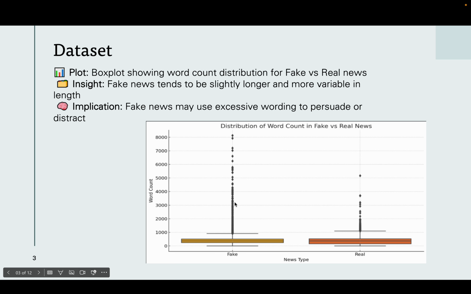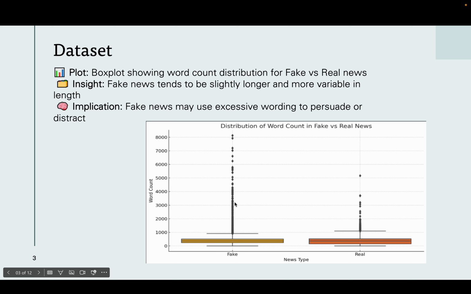To understand how fake and real news differ structurally, we analyzed the word count of articles in both categories. As you can see in this box plot, fake news tends to have more variability in length, with some articles going well beyond the typical range. On average, fake news articles are slightly longer than real ones, about 423 words versus 386. The difference isn't massive, but it tells us something interesting. Fake news often uses more elaborate or verbose language.